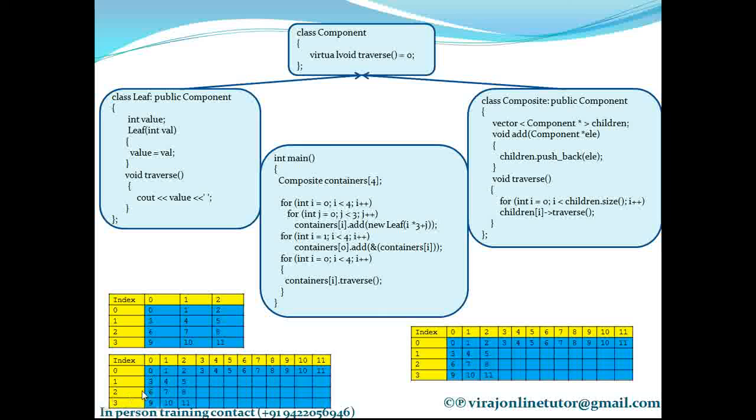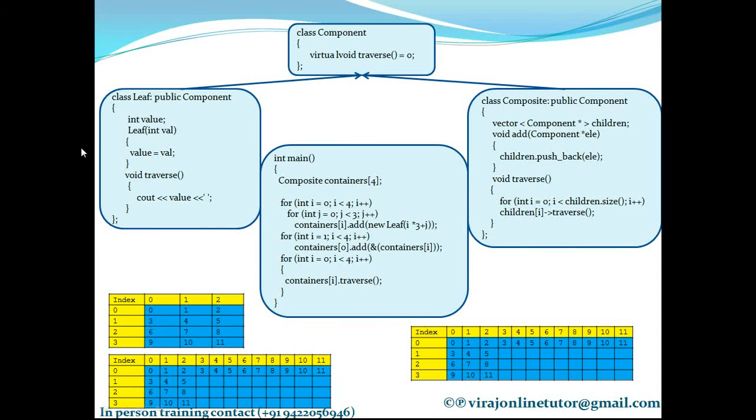So container of 1 just had 3 leaf objects. Container of 2 had 3 leaf objects. Container of 3 had 3 leaf objects. But container of 0 had 3 leaf objects, one composite object made up of 3, 4, 5, a second composite object made up of 6, 7, 8, and a third composite object made up of 9, 10 and 11. So container 0 had 3 composite objects and 3 leaf objects. I repeat, container 0 had 3 leaf objects and 3 container objects.